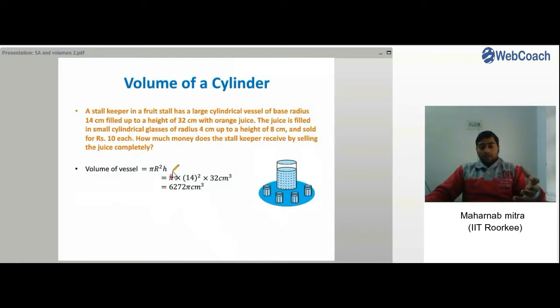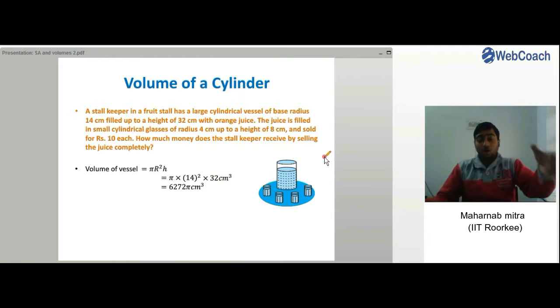So we have the volume of the vessel as pi r square into the height 32. The unit is centimeter cube, and we finally end up with the answer 6272 pi centimeter cube. Now you can multiply pi using the value 3.14 or 22 by 7 with 6272, but here we are not doing that, because in the coming steps you will see why we are not multiplying pi with this number.